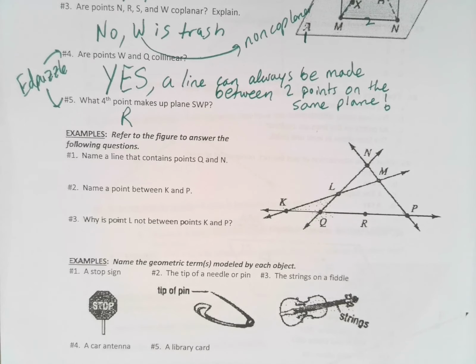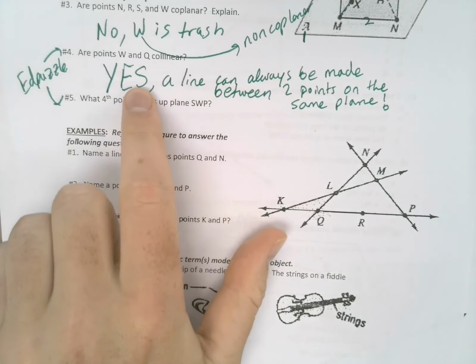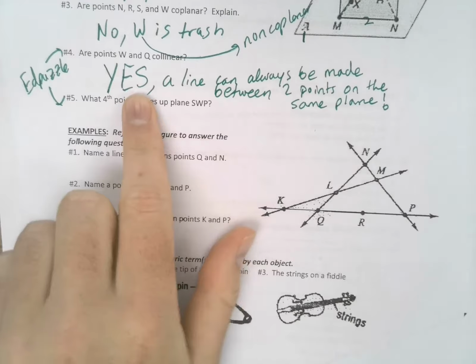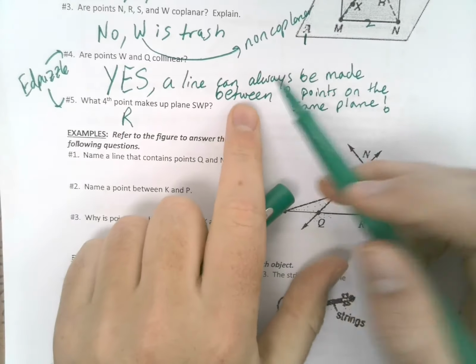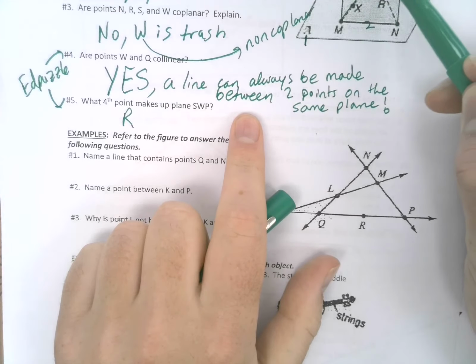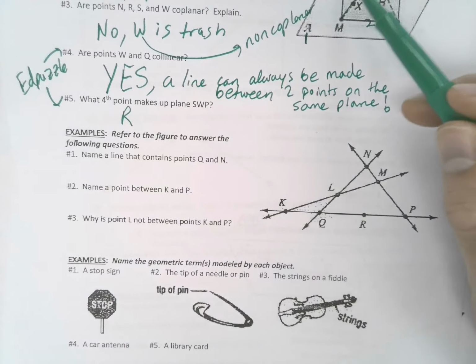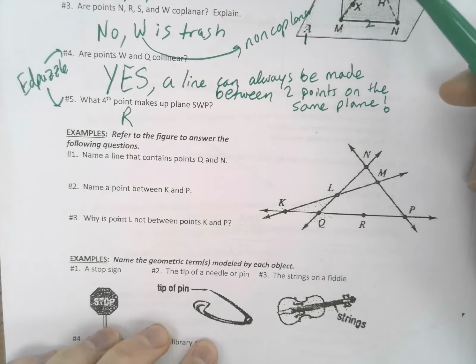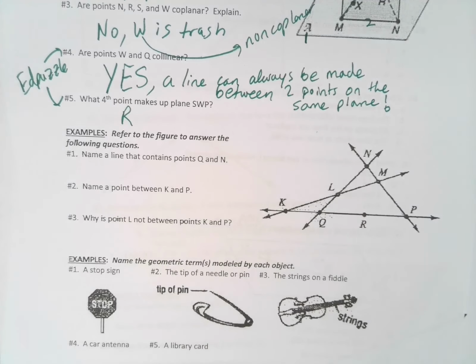Ooh, I know some people are going to be a little heated. Are points W and Q collinear? Yes, they are. Because a line can always be created by connecting 2 points that are on the same plane. W and Q are on this top plane up here. We can connect a line there. A line can be made between any 2 points.